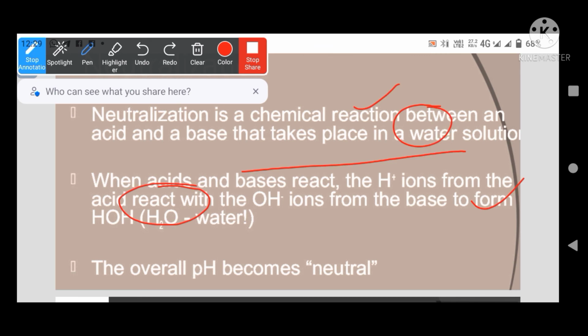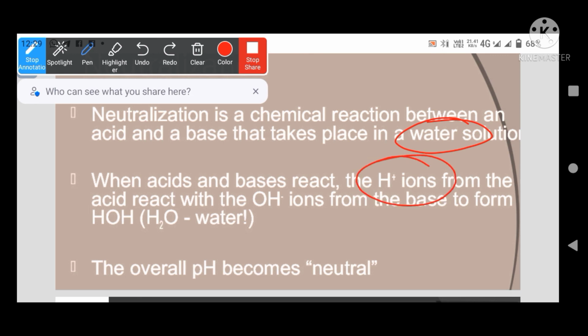Now, the neutralization reaction. Neutralization reaction means a neutral product is formed in the reaction. Neutralization is a chemical reaction between an acid and a base that takes place in a water solution. When acid and base react, H plus ions from the acid react with OH minus ions from the base to form water and salt, that is HOH or water, and salts.